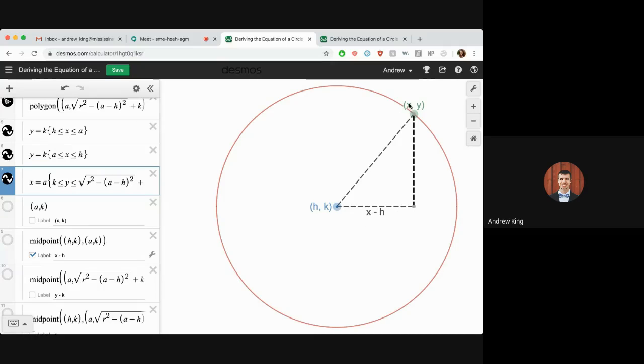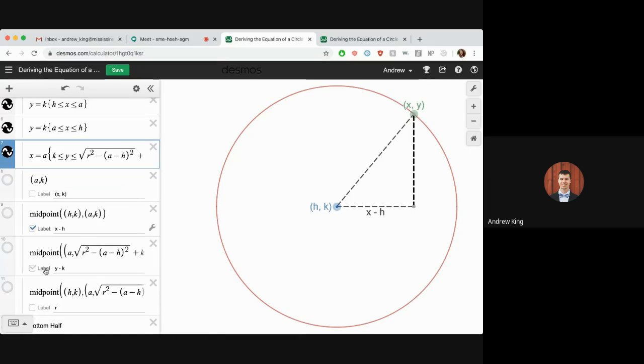If x here was 5 and h here was 3, 5 minus 3, this would be a length of 2. 5 and 3 are 2 apart. Same exact thing for the vertical distance. Now I'm looking at the y coordinates. The y coordinates are y, comes second, and k, that comes second. So that would be a distance of y minus k here.